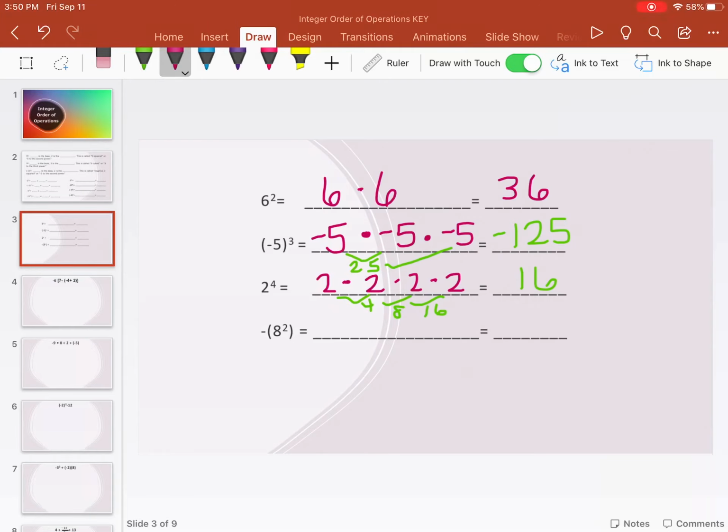And our last one, this says the opposite of 8 squared. So the opposite of 8 times 8. 8 times 8 is 64. The opposite of that makes it negative 64.